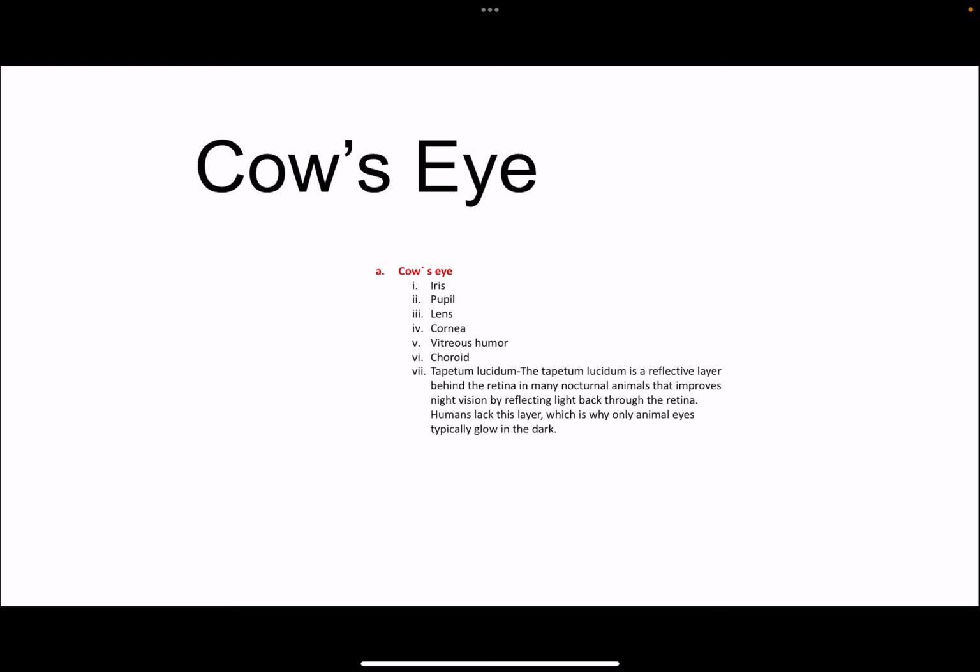So now we're going to see that cow eye dissection. These are the main things we are going to see. One of the things, tapetum lucidum, I didn't mention in that first list. You need to know that. You don't see this in the human eye. It is behind that retina. This you mainly see in nocturnal animals, that improves night vision, but like I said, humans don't have this layer.